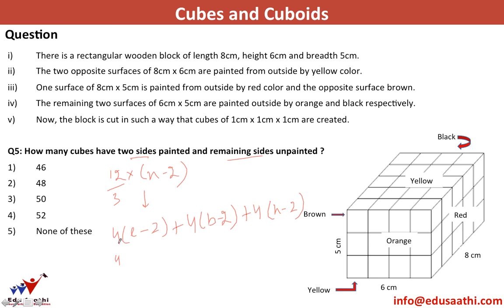So you divide 12 by 3 and then you form this parallel. So what is my answer? 4 into l minus 2, 8 minus 2 is 6, so 4 into 6 plus 4 into 4 plus 4 into 3. So I have 24 plus 16, which is 40, plus 12, which gives me 52 as the answer. So the correct option is 52.